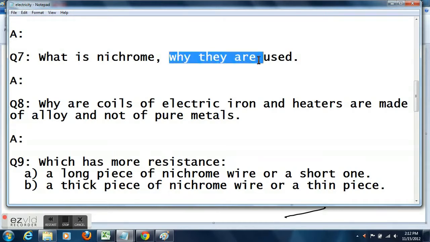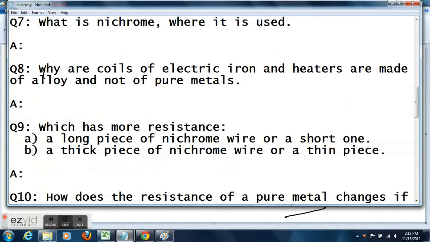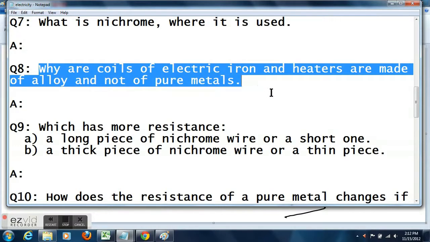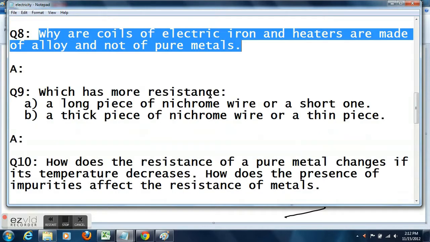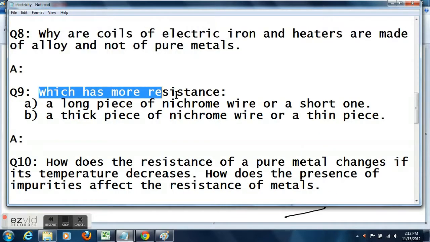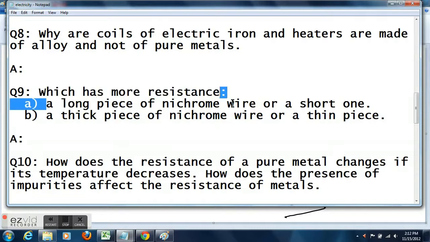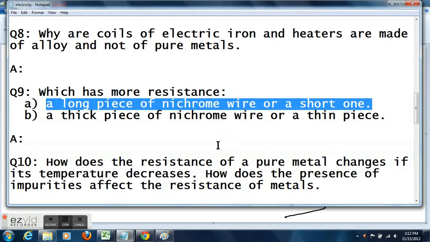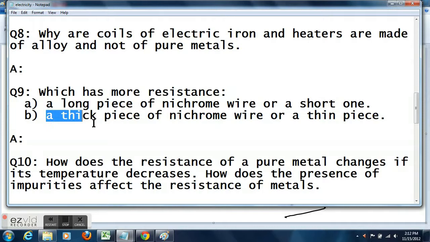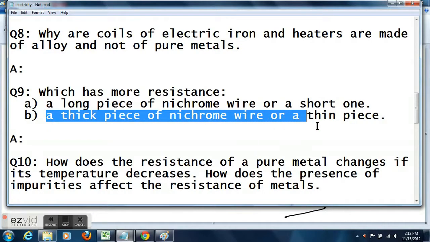And where is it used? What is nichrome and where is it used? Question number 8. Why are coils of electric iron and heaters made of alloy and not of pure metals? Question number 9. Which has more resistance, a long piece of nichrome wire or a short one? Next part, a thick piece of nichrome wire or a thin piece?